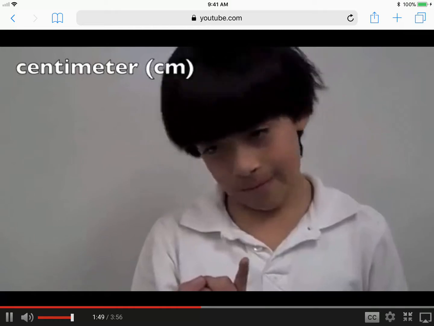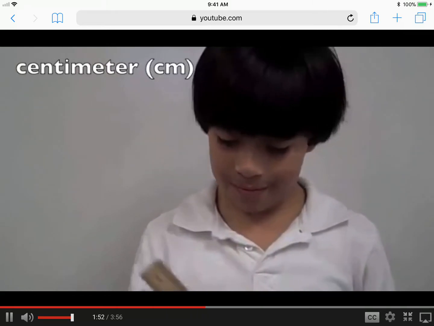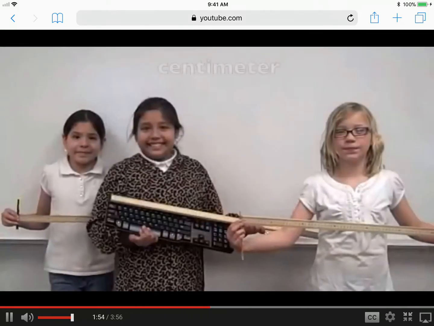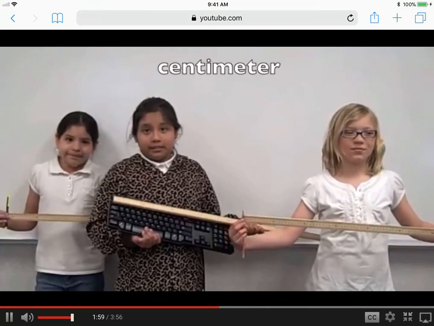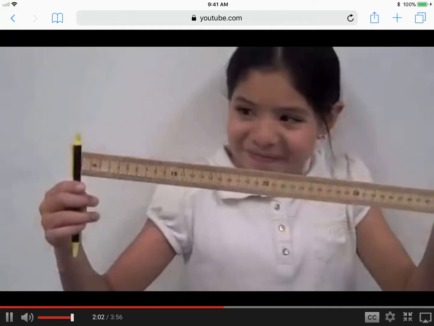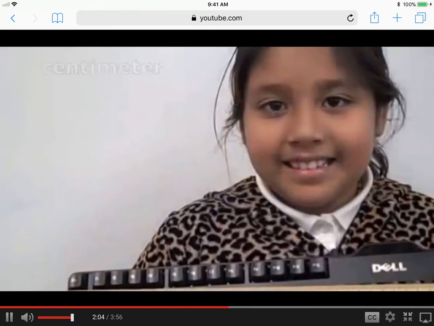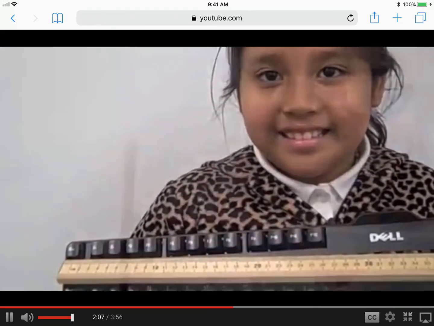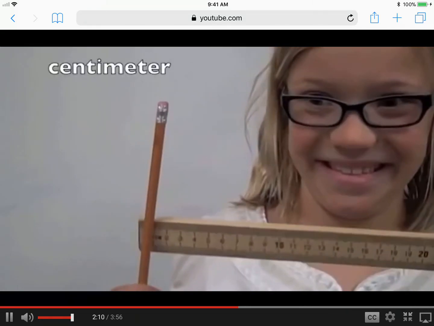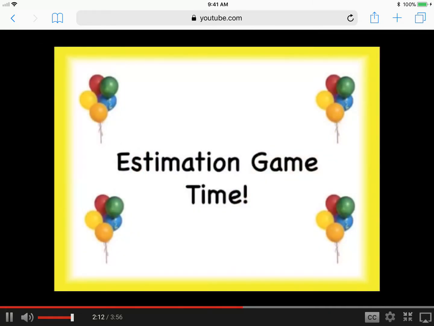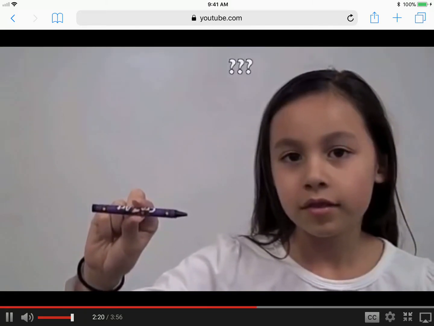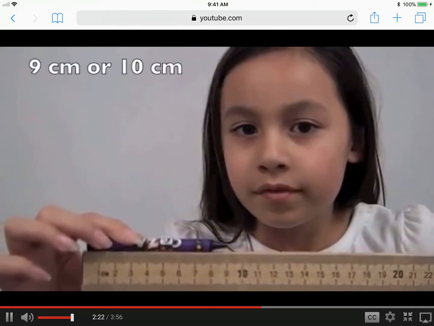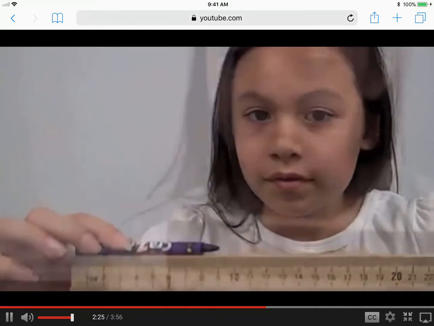Look at your pinky finger. The tip of this finger is about 1 centimeter wide. We went on another treasure hunt and found these things that were about 1 centimeter. This is what we found: the width of a pen, the width of a computer board key, and the width of a pencil. Let's do another round of our estimation game. This time use your pinky to estimate centimeters. About how many centimeters do you think this crayon is? If you guessed 9 or 10 centimeters, you're right.